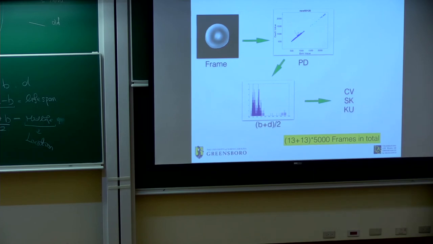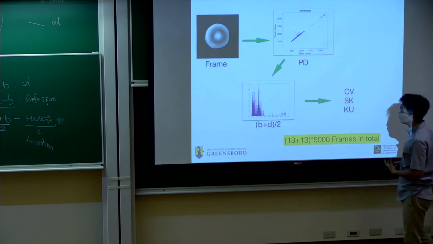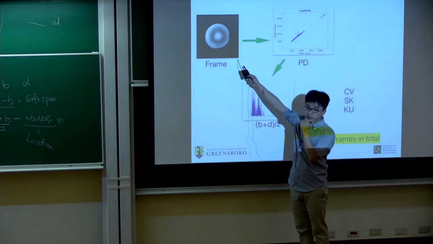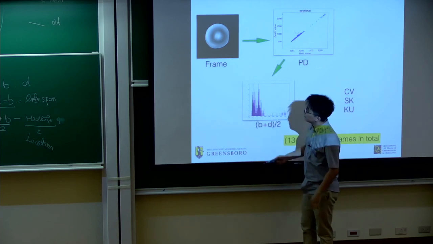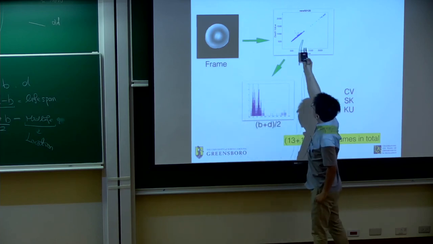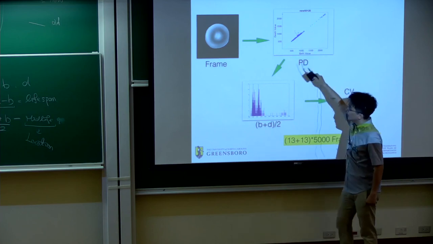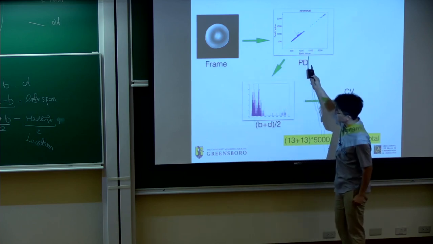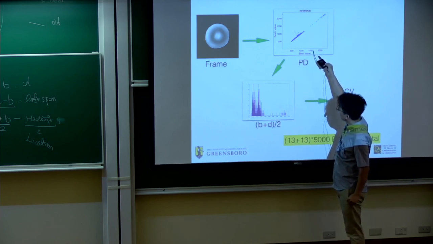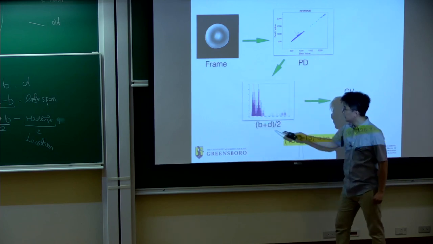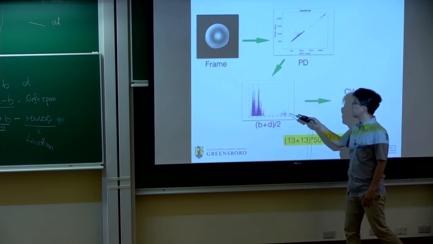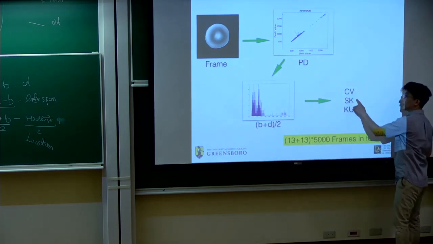So what happened here? I crushed down a lot of information. Originally I have an image, a frame of some pixel number. I crush it to a persistent diagram, summarizing the frame by the persistent diagram. Then I further reduce the persistent diagram information to this histogram. I want to understand the histogram, and I further reduce it to these three numbers.